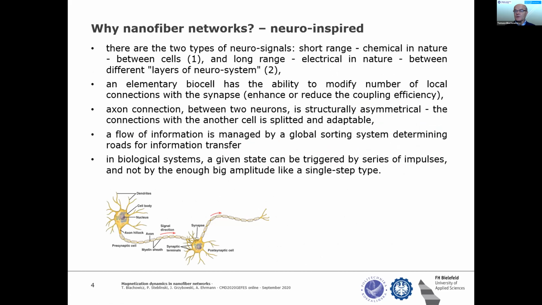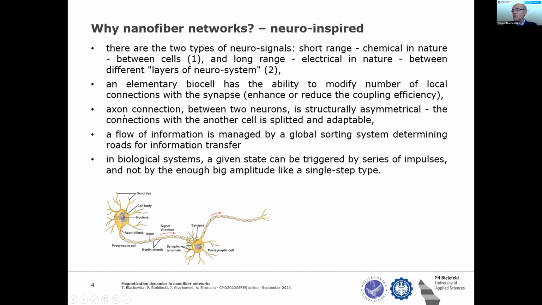And let me show you two slides of these types where some general information is provided. So looking at the real biological structures, we can observe in real neurons short range and global range propagation of information. In this way, we can identify something like an elementary source of the information, but another issue is the connections between such elementary biocells.